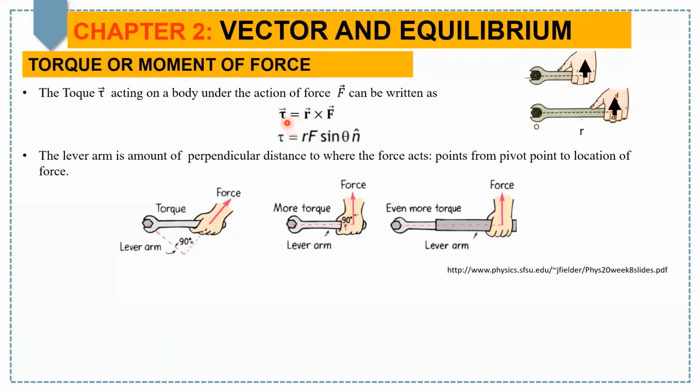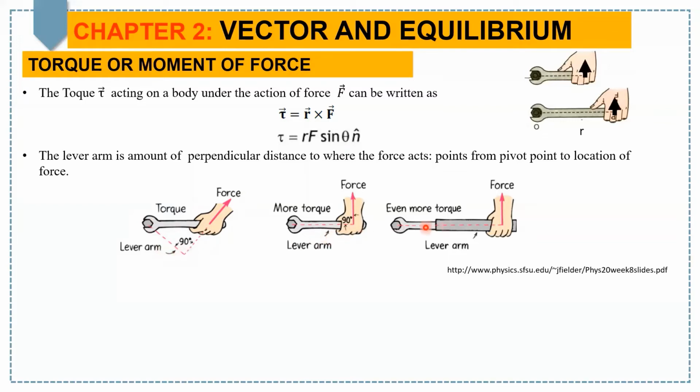Let me write again the formula of torque, and that is tau equals r cross F, which can further be written as tau equals r F sin theta. The lever arm is the perpendicular distance to where the force acts. So it means that there must be a 90-degree angle between the line of action of the force and the lever arm. Please note that the line along which a force is acting is called the line of action of the force. And the perpendicular distance between the axis of rotation and the line of action of the force is called the moment arm of the force.